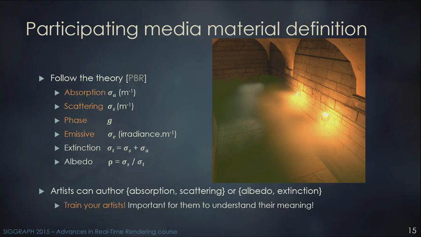So this is important because artists will author emissive and phase function, and then they can author either absorption and scattering, or albedo and extinction. And albedo and extinction is a bit more intuitive for artists because it's just a color and a way to say this is how the light is going to attenuate. So train your artists, because it's important for them to understand all these parameters, as all physically based parameters, I would say.